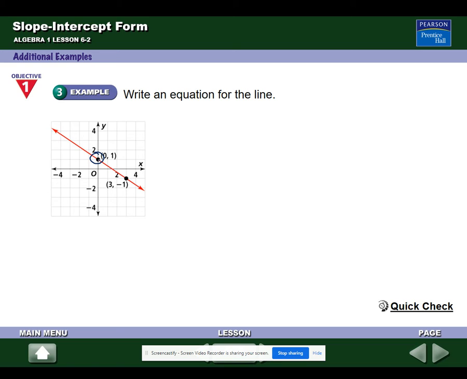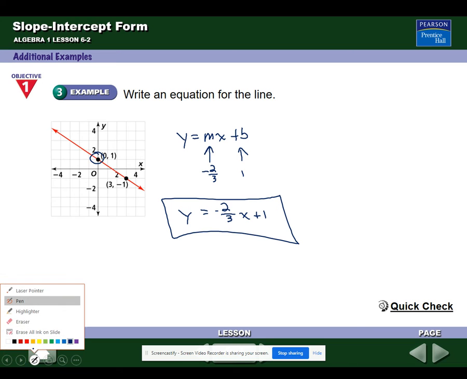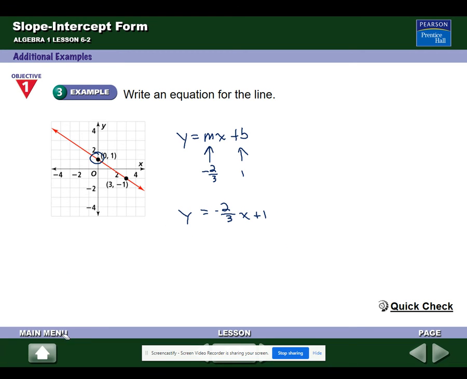It appears that the slope is down 2, right 3. That would be a slope of negative 2/3. So y equals mx plus b. I just said a slope of negative 2/3, a y-intercept of positive 1. We write y equals negative 2/3 x plus 1. There should always, as we said in the last video, be an x and a y in your answer. Y equals negative 2/3 x plus 1.